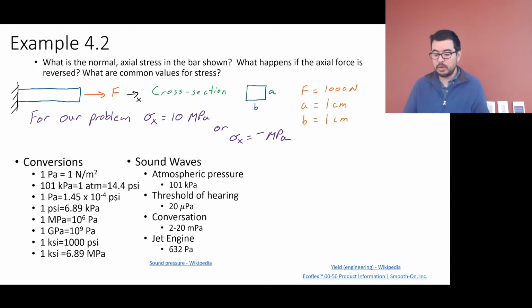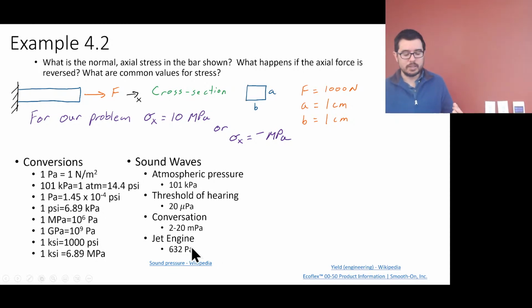So these are the pressures associated with the softest sounds you can hear, conversations, and a jet engine. I think this is a jet engine at 1 meter away. So this is really loud, and yet it doesn't crack a kilopascal.